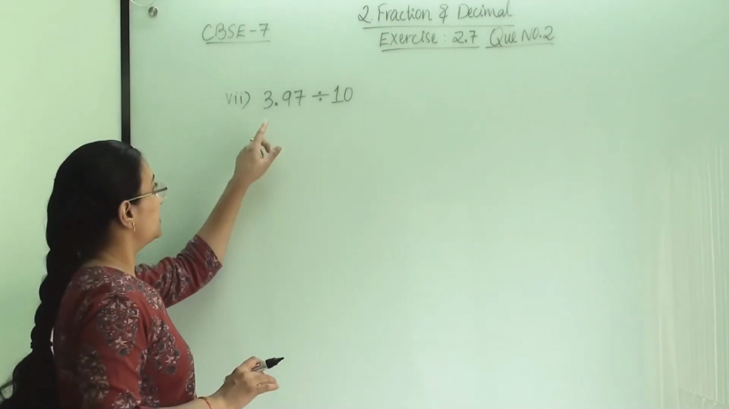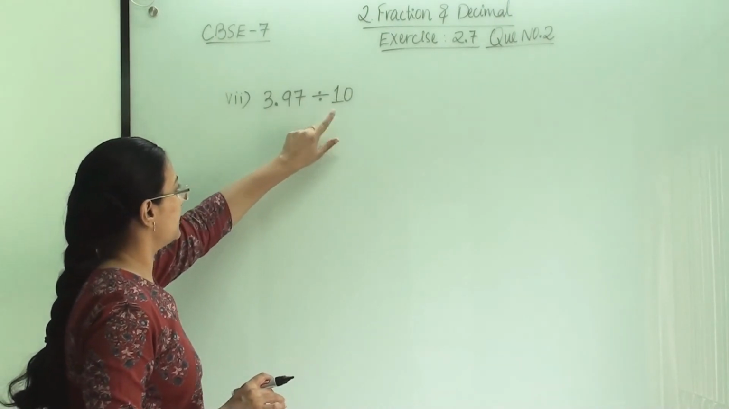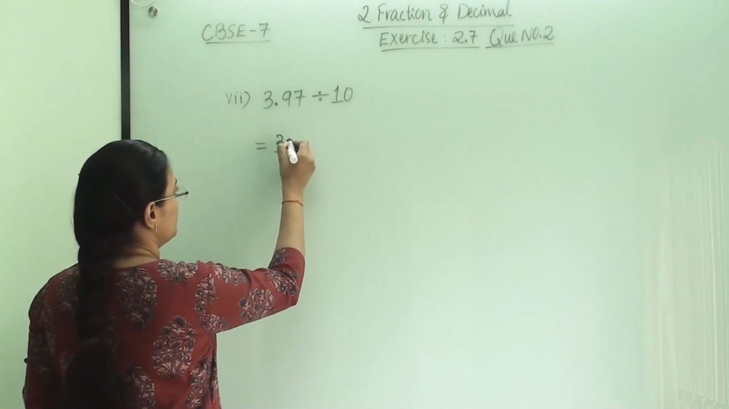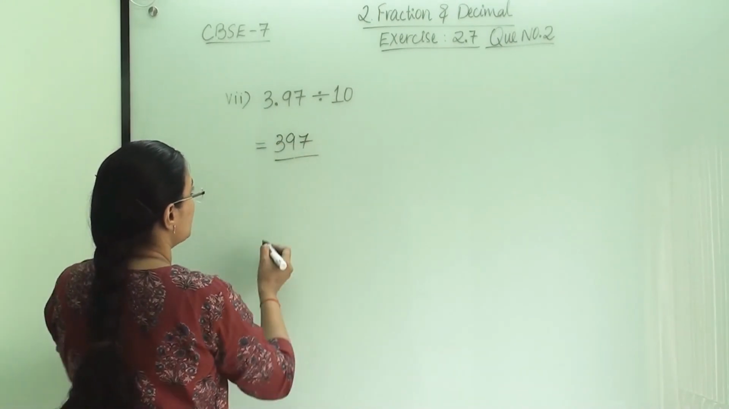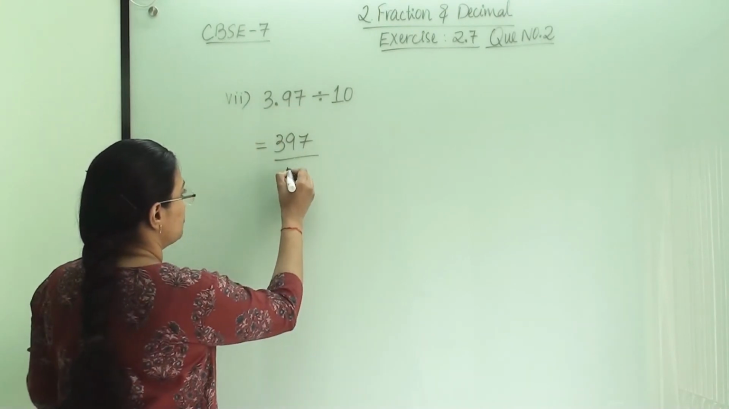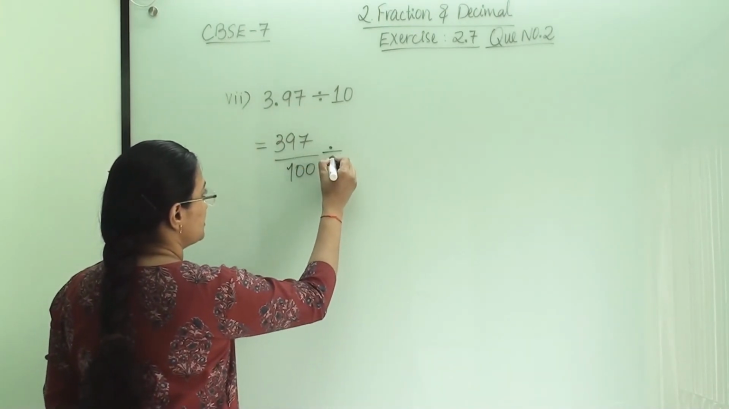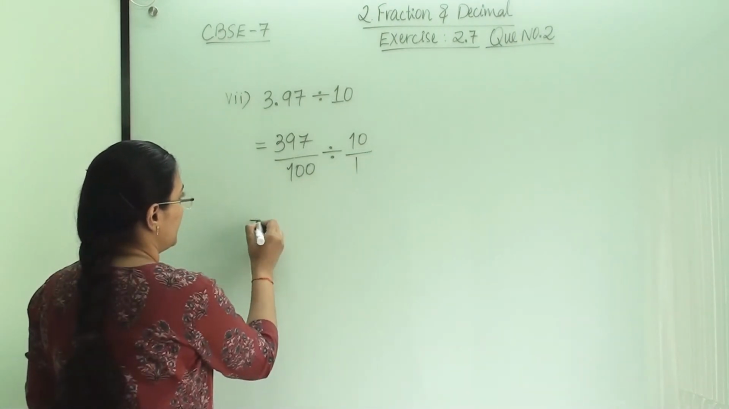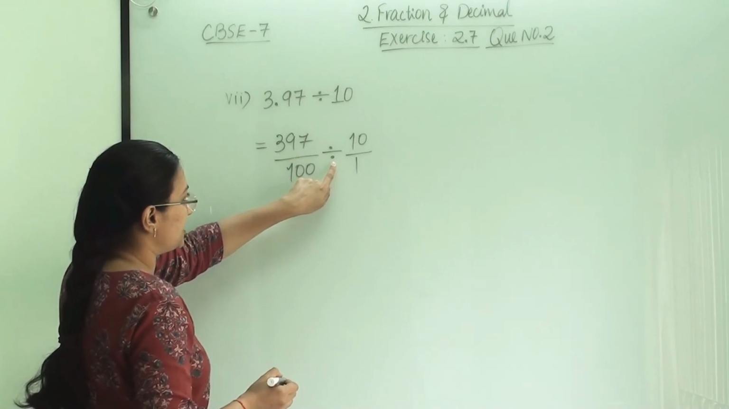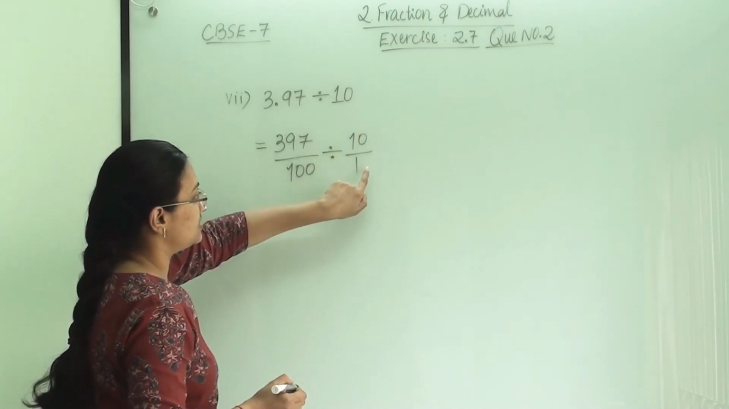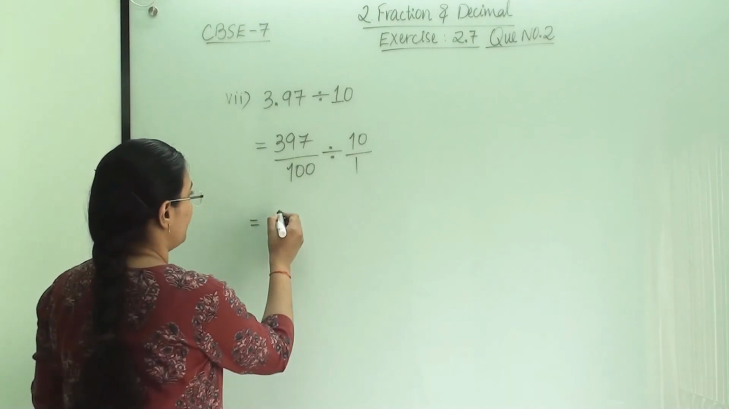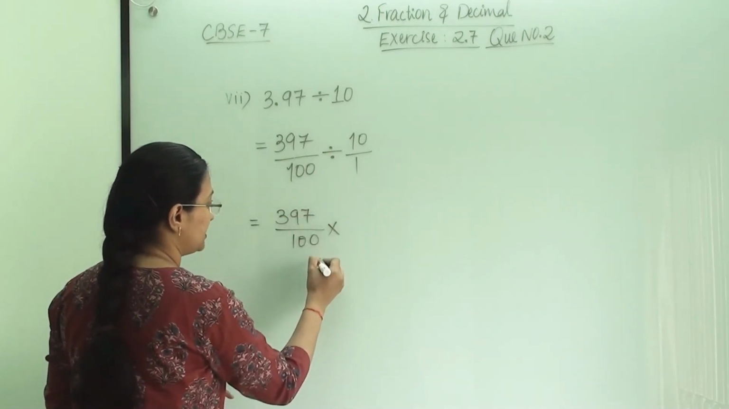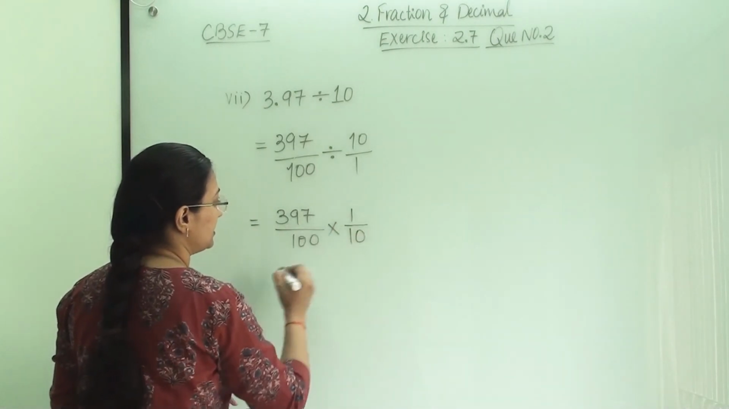The 7th numerical is 3.97 in division 10. So here let us first change this into fraction form. So 397 in division, after the decimal 2 numbers are there. So we will write here 100. Division sign, this is a whole number, so we are writing 1 in its denominator. Now convert this sign into multiplication, and simultaneously we will convert this fraction into its reciprocal form. So here 397 in division 100, multiplication sign, and here we are writing the reciprocal.